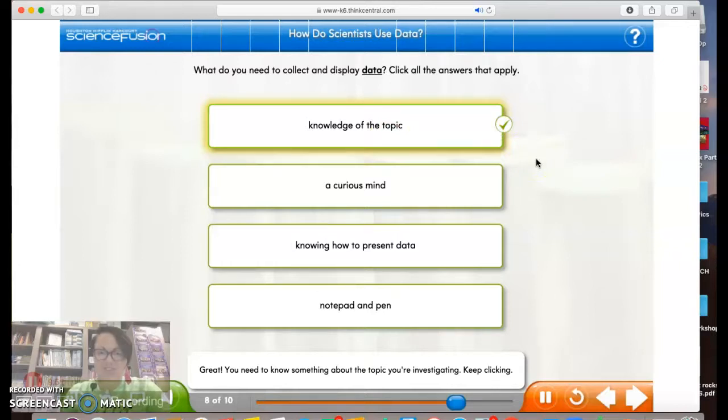Keep clicking. Do you need a curious mind to wonder about this, to ask why questions? That's right. Yep. You need to be curious in order to ask the right questions. Now try again. Do you need to know how to present data? That's right. You need to know how to present your data so you can analyze it. So you need to have a plan, whether it's going to be a chart, a graph, or a data table.